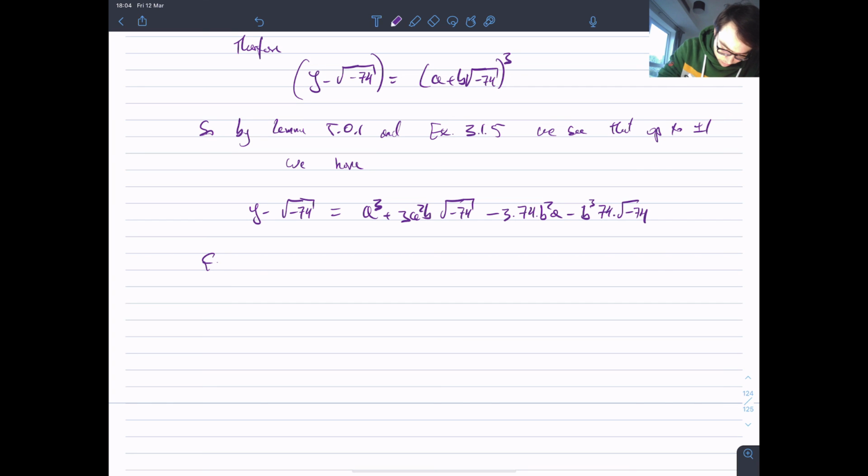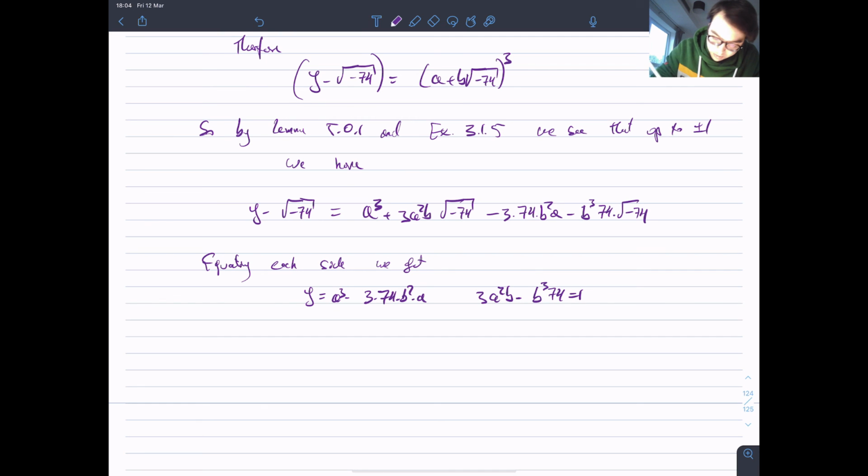So equating each side, we get that y has to be a cubed minus 3b squared a times 74. Let's do 3 times 74 times b squared times a. And on the other side I have 3a squared b minus b cubed 74 equals 1, by comparing the coefficients of the square root of minus 74.